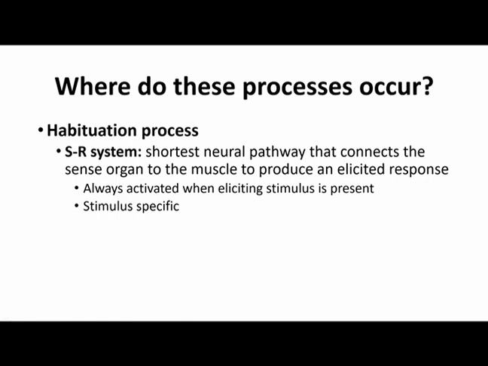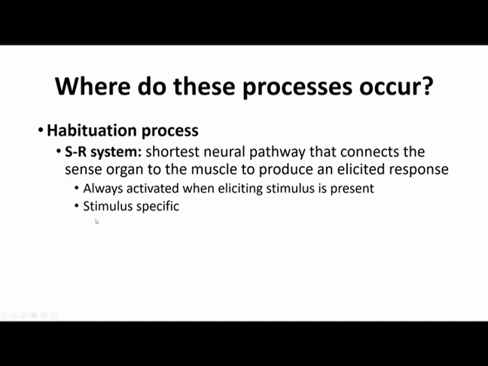All right, so where do these processes occur? In the research that proposed these two different processes, Groves and Thompson suggested that both the sensitization and the habituation processes occurred in different parts of the nervous system. So they said that the habituation process happens in the S-R system, or the stimulus-response system. And this would be the shortest neural pathway that connects the sense organ to the muscle to produce an elicited response. This is basically a reflex arc.